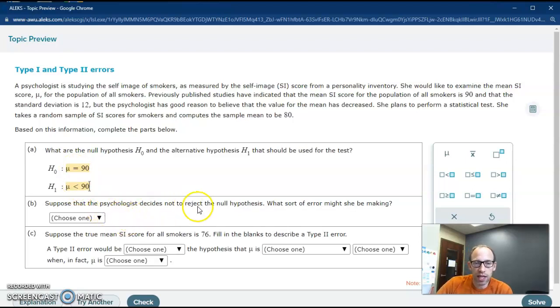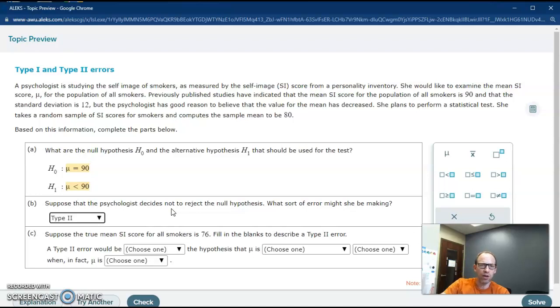So let's suppose we decide not to reject. We don't know all the data other than the sample mean itself, and that alone does not give us enough information whether or not to reject. But it says she decides not to reject. Well, if you fail to reject, the only type of error you could be making is a type 2. A type 1 is rejecting when you're not supposed to, when you're rejecting the null even though it turns out that it's true.